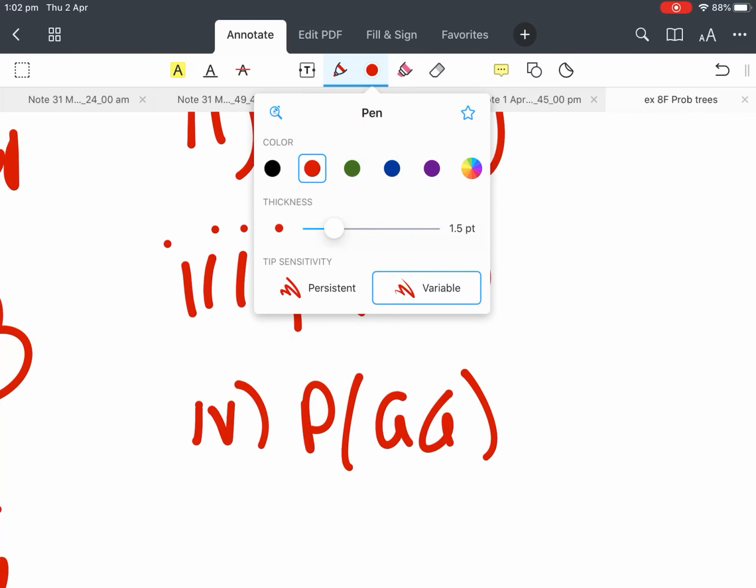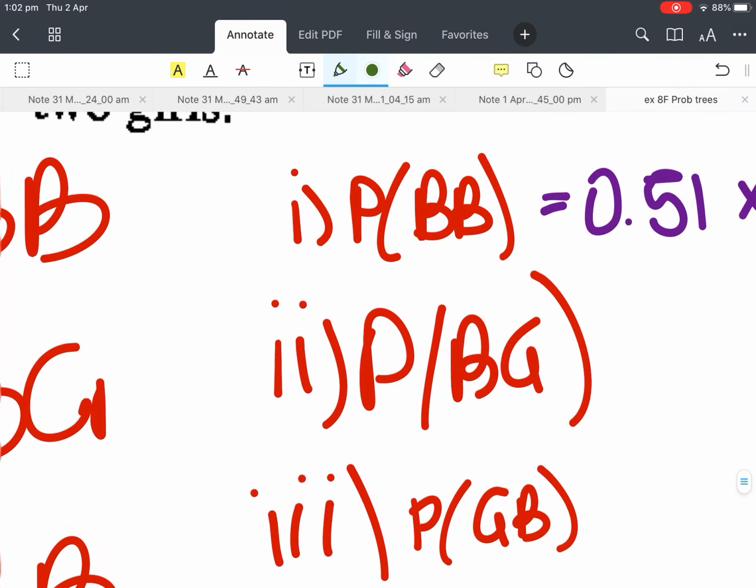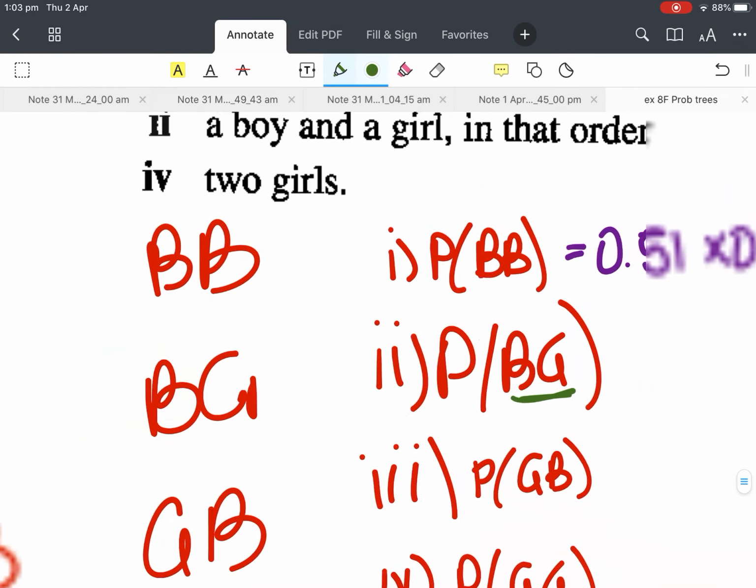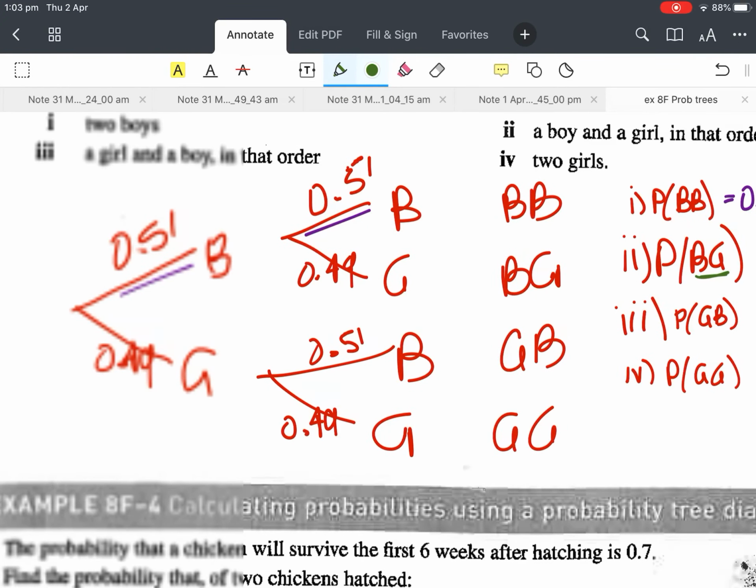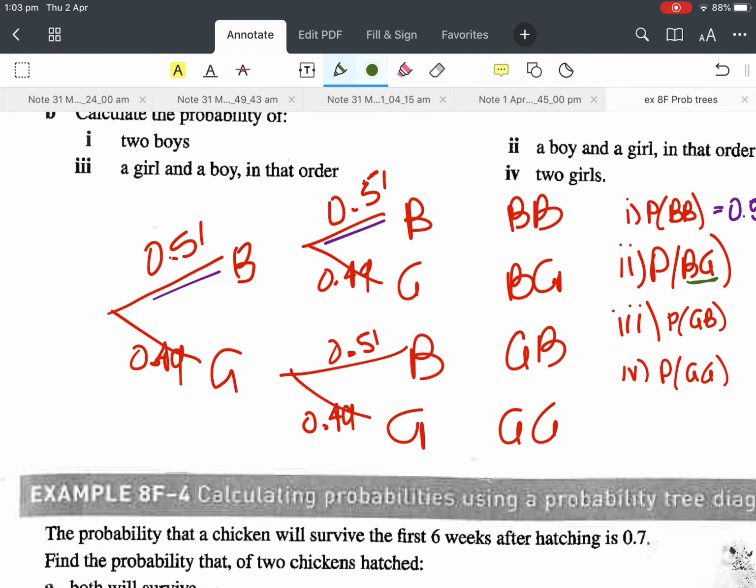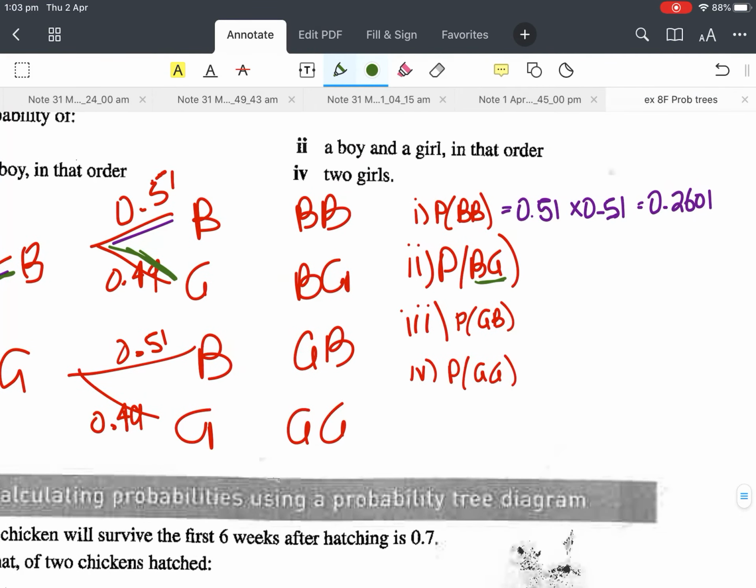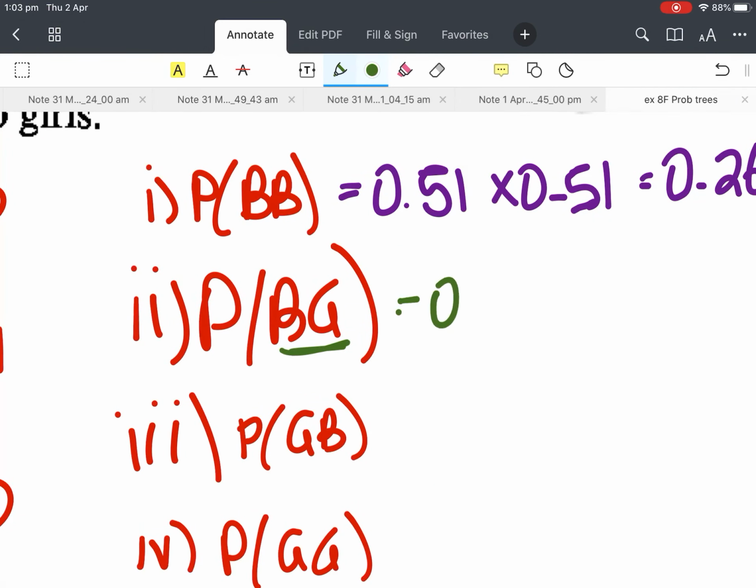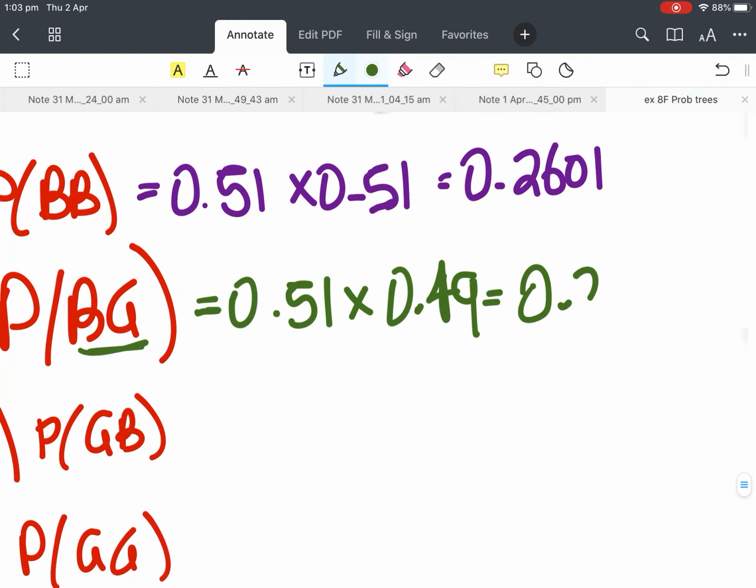So let's try a different colour. So green. So now I need to figure out boy, girl. So boy, girl is boy. Come on, darling. It's not like, there we go. Boy and girl. Okay, so that means I've got to go 0.51 times 0.49. 0.51 times 0.49 on my calculator gives 0.2499.